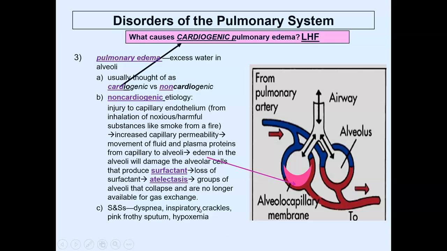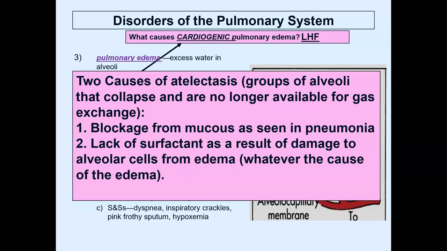What signs and symptoms would you see? Well, you would see dyspnea or shortness of breath, inspiratory crackles, pink frothy sputum, because as that water leaks from the capillary into the alveoli, a little red blood cell will sneak in with the water. And hypoxemia. Now, you might be thinking, well, how am I going to differentiate between cardiogenic and non-cardiogenic? Well, it's all about the story. Because in your patient who has a cardiogenic problem, there'll be a cardiogenic scenario, such as a left heart failure scenario.